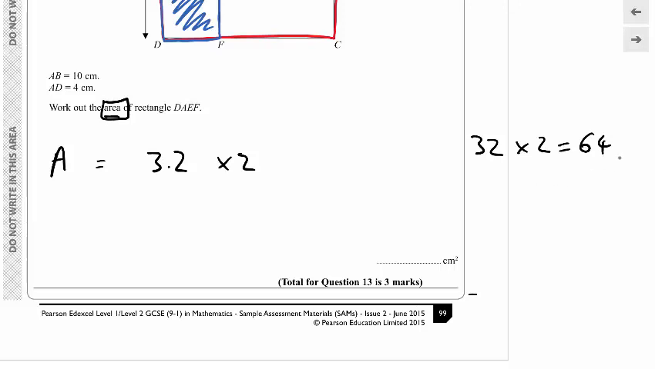So 64 is just 10 times too big, because I've multiplied by 10 here, which means that in order to get rid of that times 10, I'm going to have to divide by 10. That takes me back to 6.4, because 64 divided by 10 is 6.4. So there's my area, 6.4 centimetres squared.